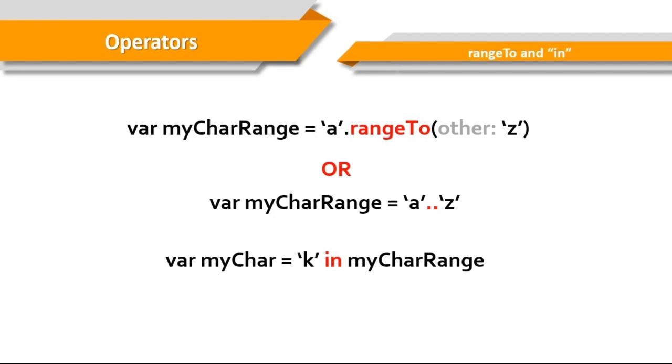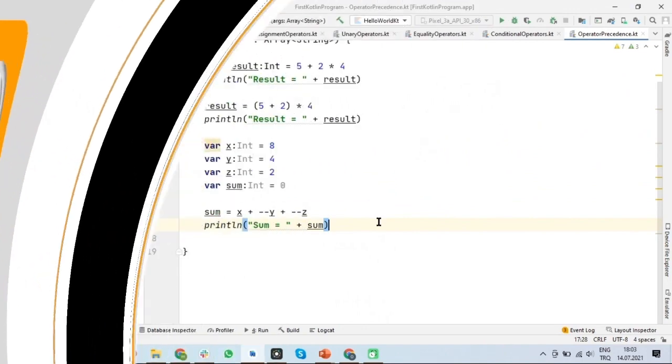Okay, so let's find out if the letter K is in this range just by using the in operator. If the letter K exists in this range, the variable myChar is true. If not, it'll be false. All right, so that's the quick and dirty of the range2 operation. Let's just move on to Android Studio and you'll see how to use it in practice.